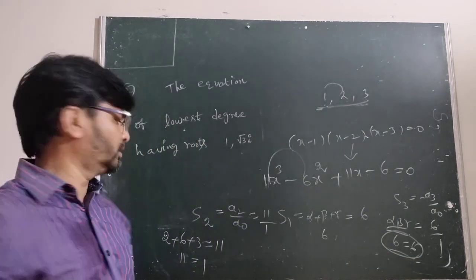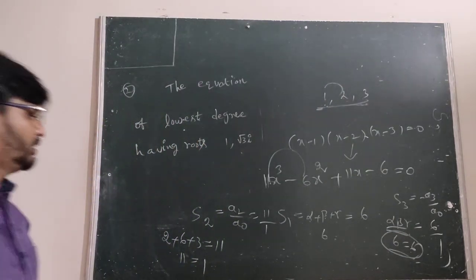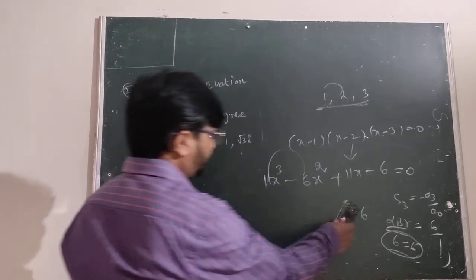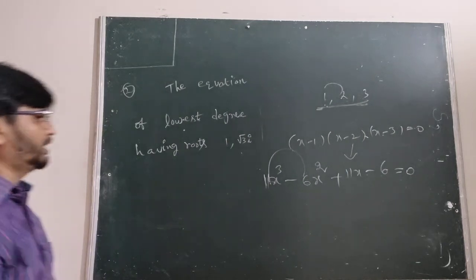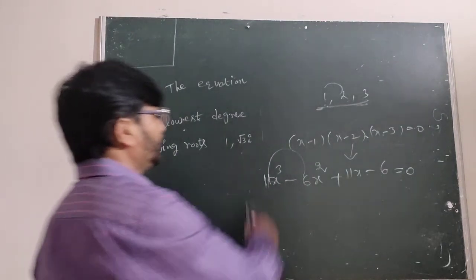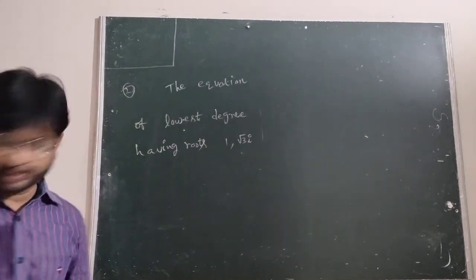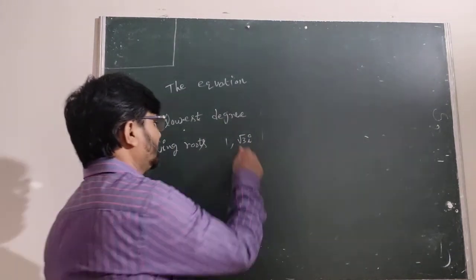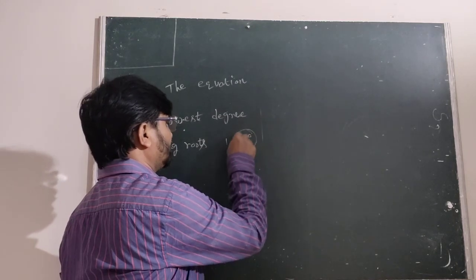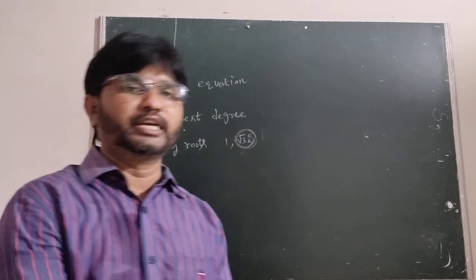Then it is correct, then you can take also S2. Therefore, this is the method to verify in the objective point of view. In the IP point of view, you can take directly (x minus 1)(x minus 2)(x minus 3). Here also, the lowest degree equation having the roots 1 and root 3i. That means undoubtedly one root is imaginary, and the other root must be its conjugate.